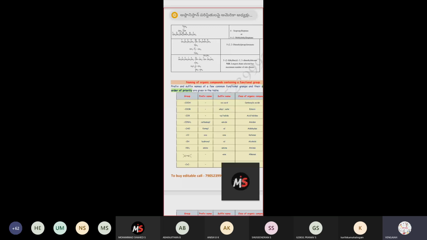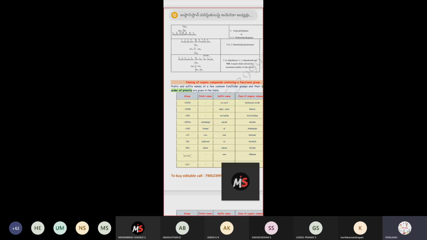So we have some functional groups. What is the prefix name? What is the suffix name? For example, they gave carboxylic acid. So carboxylic acid, what is the formula? COOH group. What is the suffix name? You can write oic acid. Prefix name is not given, only the suffix is given.